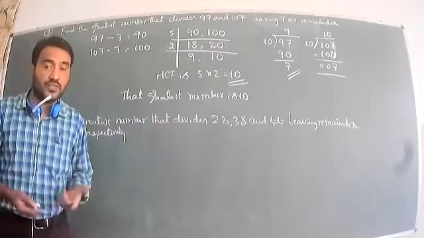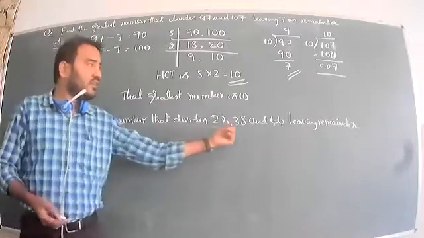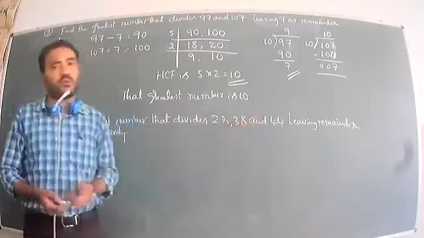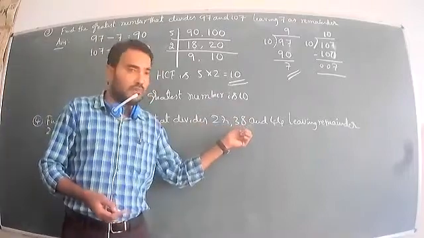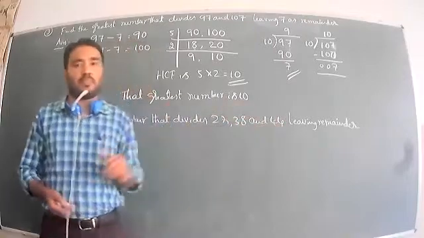Original number. So which number can we easily find? So 27, 38, 44 ಇವೆಲ್ಲವೂ ಕೋಪ್ರೈಮ್ ಆಗ್ಬಿಡ್ತವೆ. So 27 is an odd number, 38 is an even number, and 44 is also an even number.